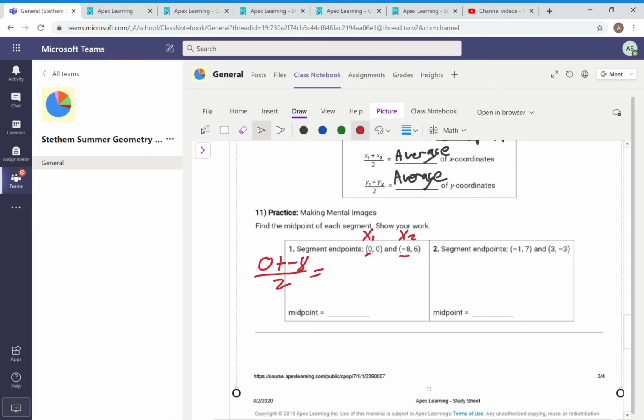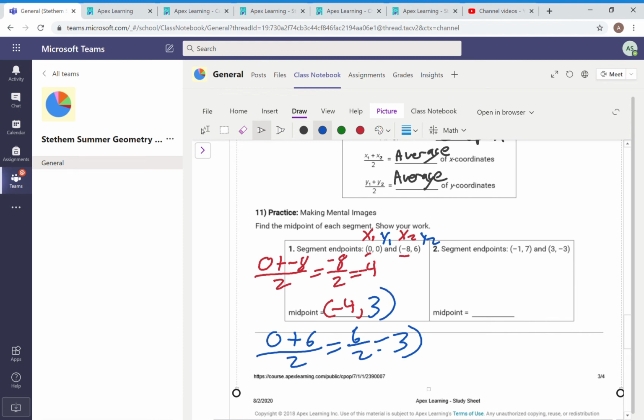You can have negative answers. That's fine, okay, because you're graphing it. So you may graph on a negative part of the plane. So 0 plus negative 8 would give me negative 8 divided by 2, which would give me an answer of negative 4. So my x-coordinate of my midpoint is negative 4. Now I can switch over y1, y2. And I'm going to do the same thing. 0 plus 6 divided by 2. Well, 0 plus 6 is 6. Divided by 2 is 3. So my final answer there would be the point, negative 4, 3.